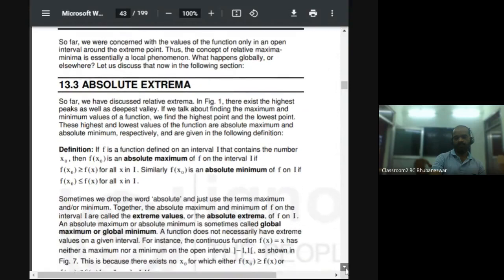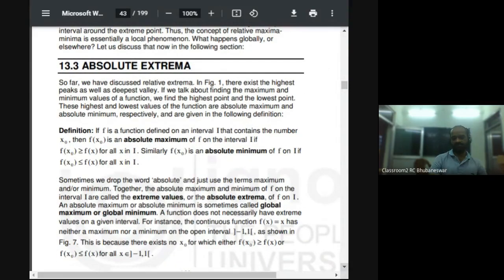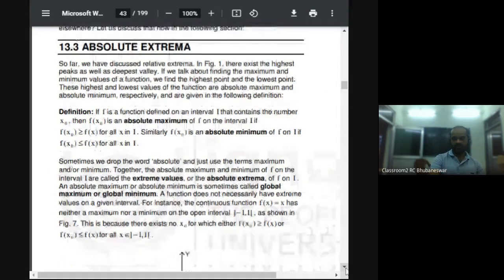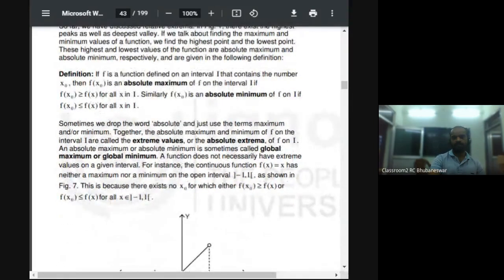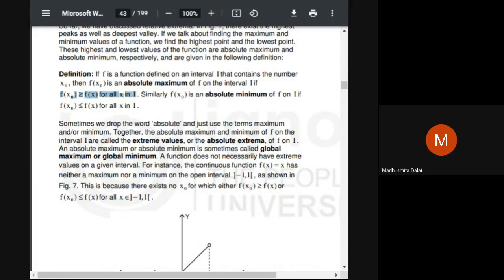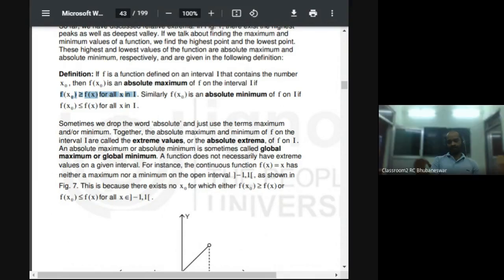Now look at the absolute extrema. Absolute, or we may say global maxima, or just write it as maxima. Here the definition is the same kind of definition, and it is satisfied for all values of x in I. Capital I is the interval in which the function is defined. That means I is the domain of the function.